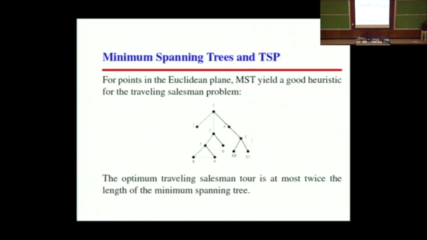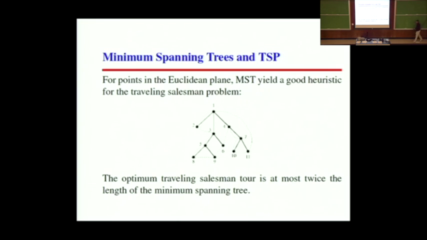Does everybody see that that is in fact a spanning tree of the graph? Right? It's a special spanning tree where every node is of degree 2. So the weight of this thing is going to be, is it bigger than this minimum spanning tree or smaller than this minimum spanning tree? It's got to be at least as big as the minimum spanning tree. Does everybody see that?